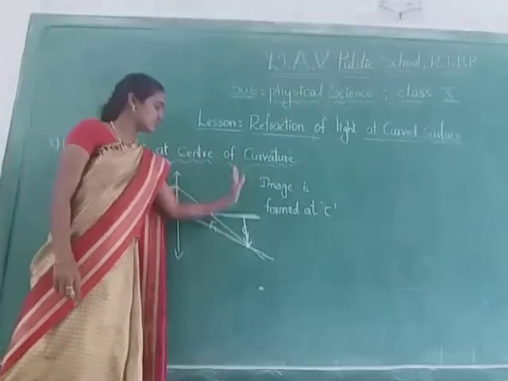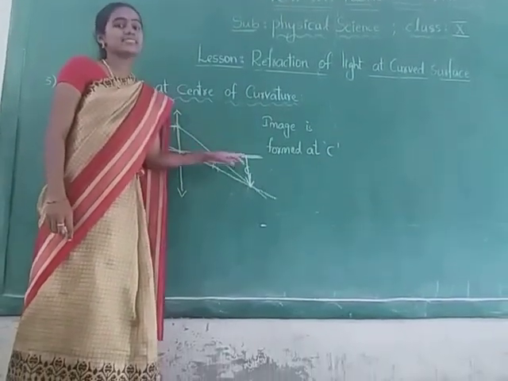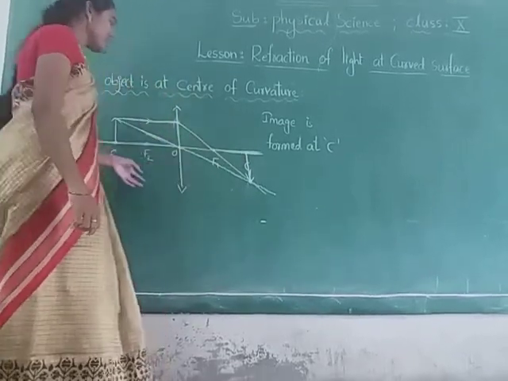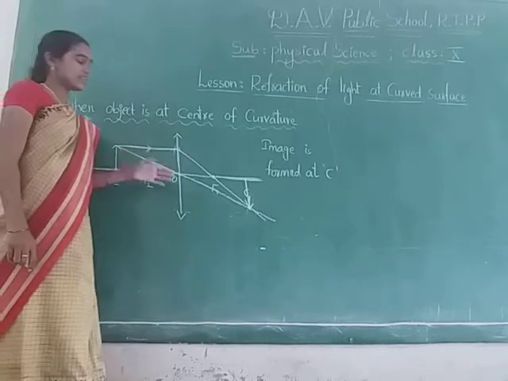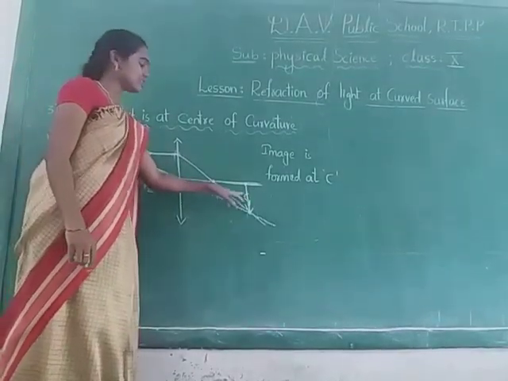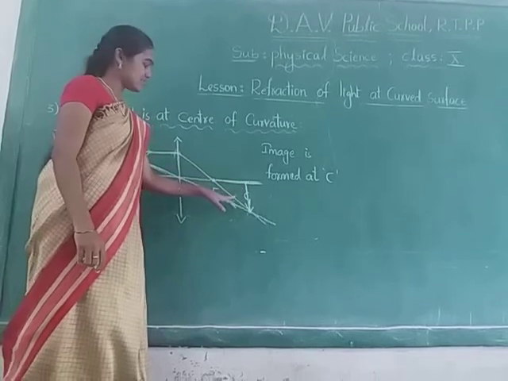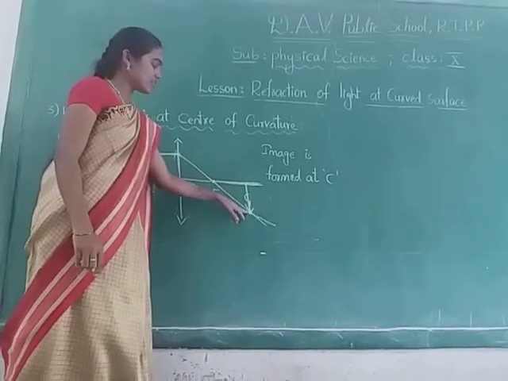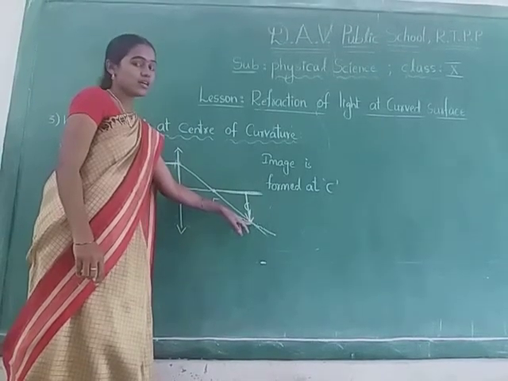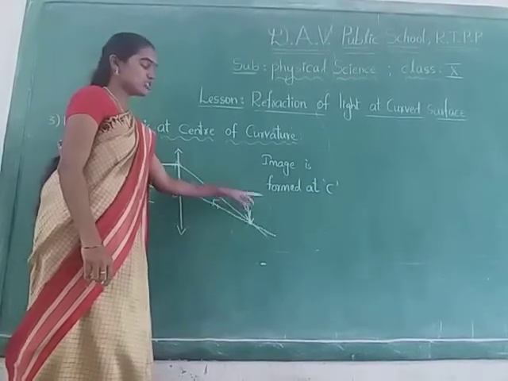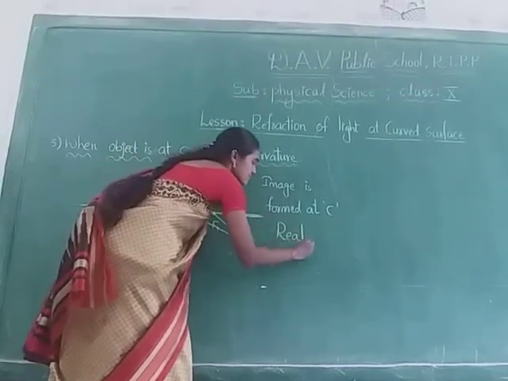Yes, we have found out the position of the image. Next, we need to know the characteristics of the image. Here, is the image real or virtual? Definitely, the image is real because it is formed due to actual intersection. We are not extending the rays, so that is actual intersection. At the actual intersection point, the image is formed. So, here the image is a real image.